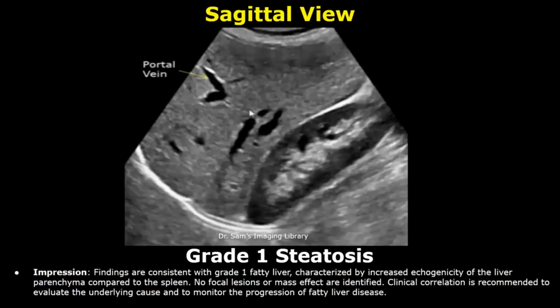You can write the increased echogenicity of the liver in the impression. And then you can write about other lesions if they are seen. And finally, you can write the line about clinical correlation.